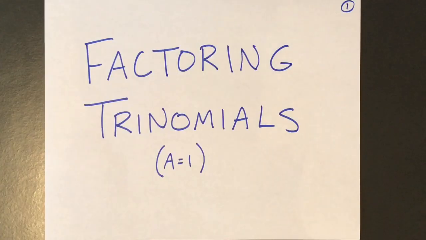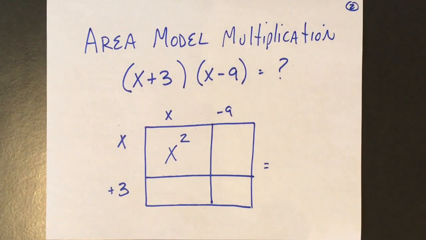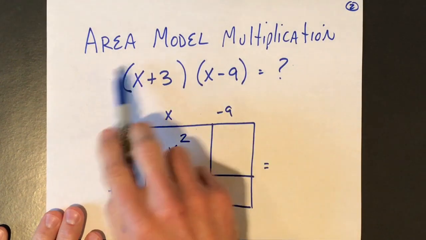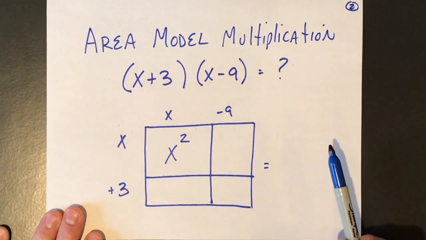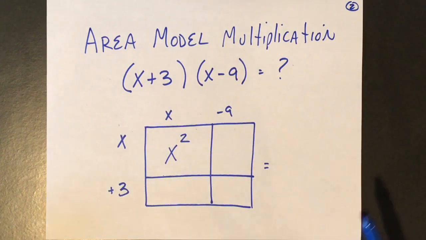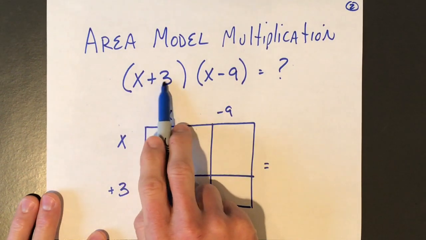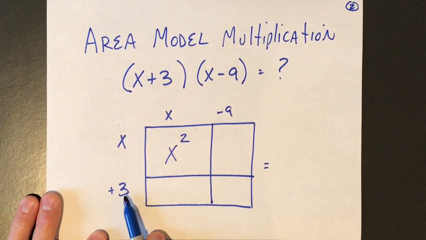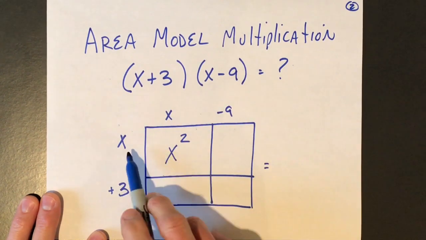So we're factoring trinomials when a equals 1. And there's some basics that you need to know before we get started here. One of those basics is the concept that we're using, which is area model multiplication. Basically, if you have two binomials being multiplied together, what's a way to multiply them? And though there's many of them, one of the options is to take your x plus 3 and list it on the left-hand side of a rectangle, and x minus 9 the other way. And then you multiply the sides.